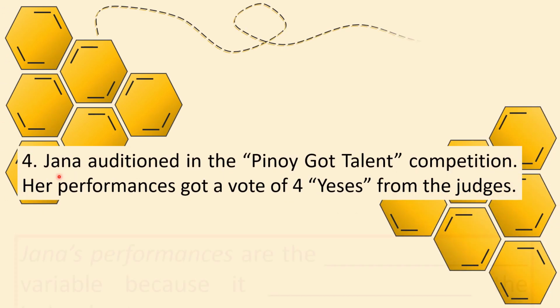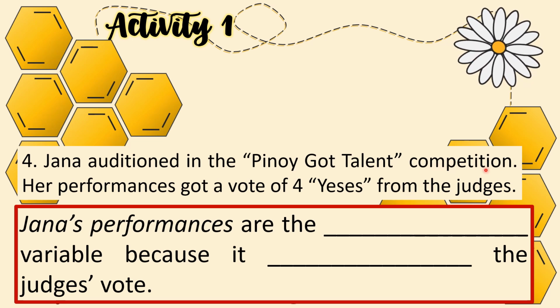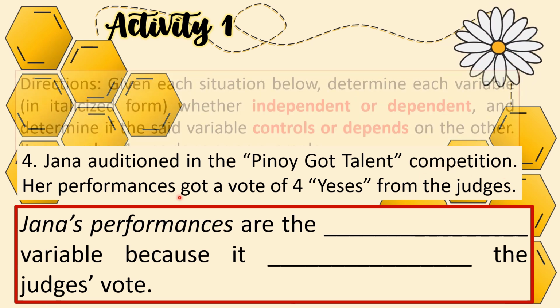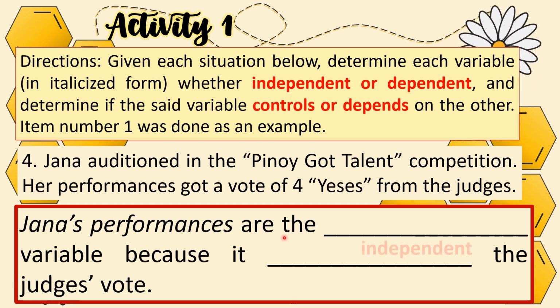For number 4, we have here, Jana auditioned in the Pinoy Got Talent competition. Her performances got a vote of 4 yeses from the judges. So Jana's performances are the blank variable because it blank the judges' vote. So Jana's performances are the independent variable because it controls the judges' vote.